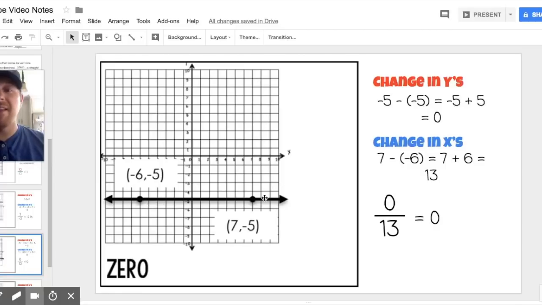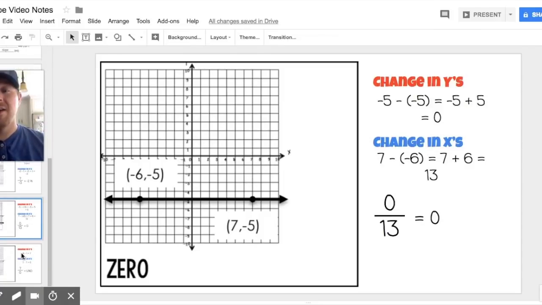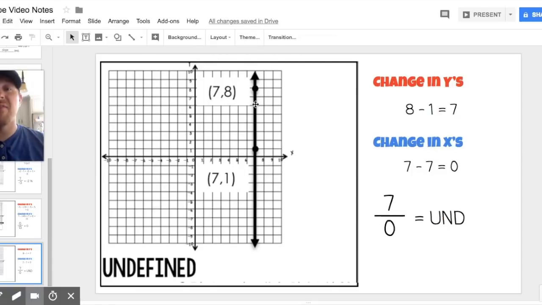If it's a flat line like this, we call this horizontal. So it's a horizontal straight line, we have a slope of 0. There is no change in our y's here. And then if we have a straight up and down vertical line like this, no matter where it is, as long as it's straight up and down with no defined steepness, we call this undefined. There is no change in our x's.